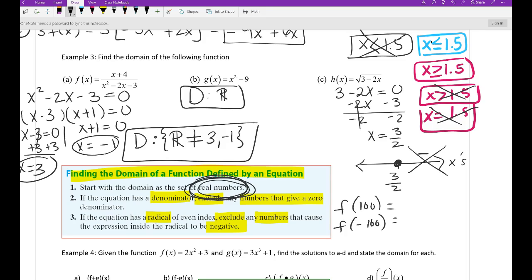So who's the winner? Okay, so the domain is the blue one. So cross out everything else. Who is the blue one? All right, bagel.